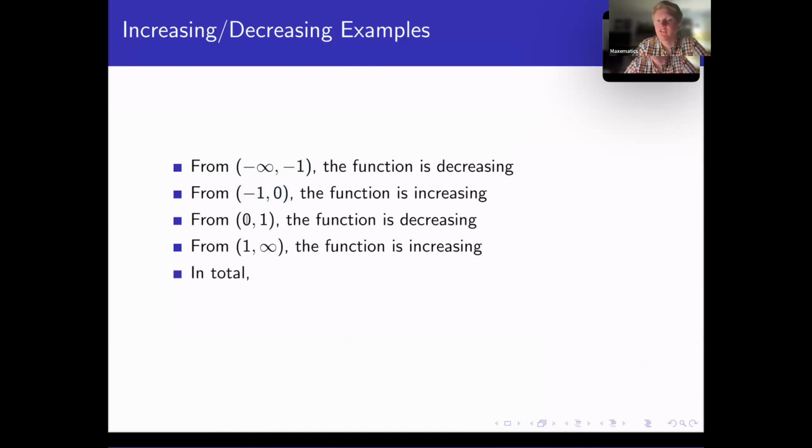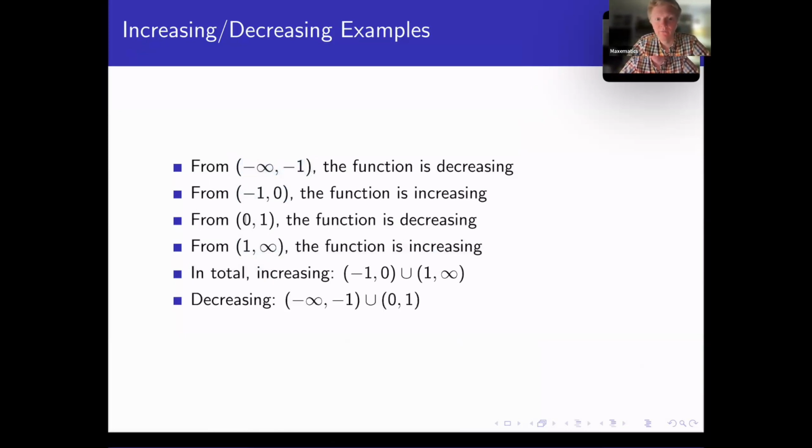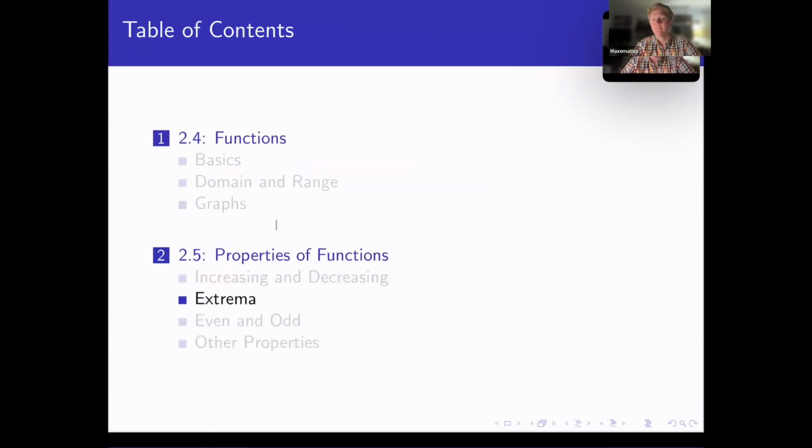Okay, so in total, we like to write our answer with all the decreasing and increasing intervals together. So we are increasing from -1 to 0, union 1 to infinity, and decreasing from negative infinity to -1, union 0 to 1. Okay. So that's increasing, decreasing. I think you guys get the idea.